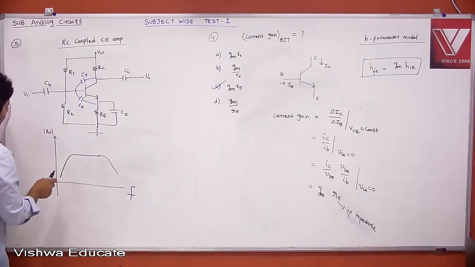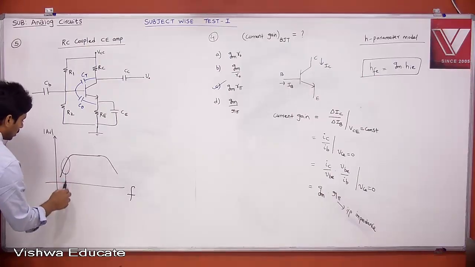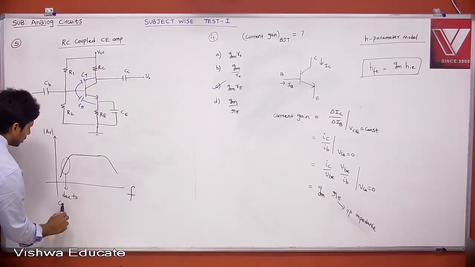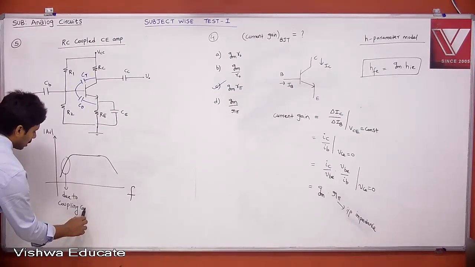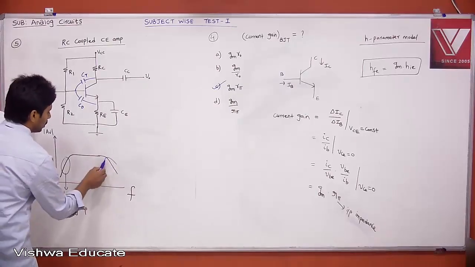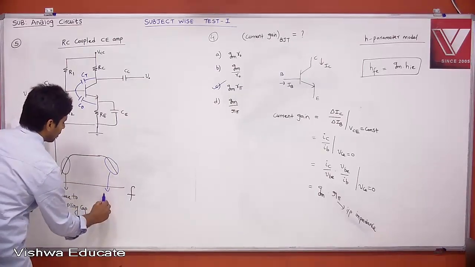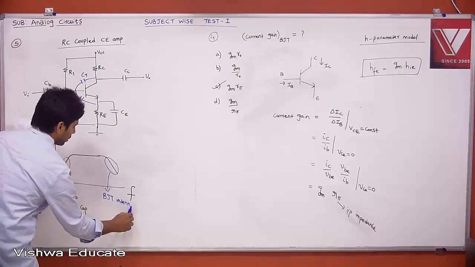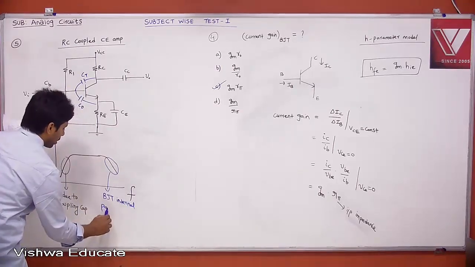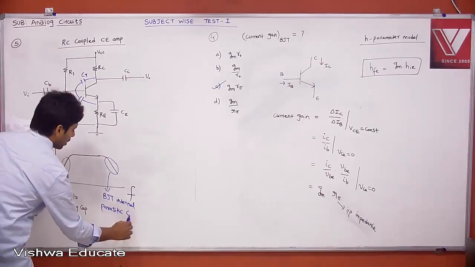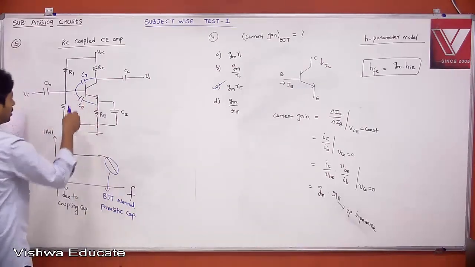Now, therefore, this is limited by coupling capacitors, and this is due to BJT internal parasitic capacitances. Parasitic is nothing but unwanted capacitances. That is because of PN junction diodes.